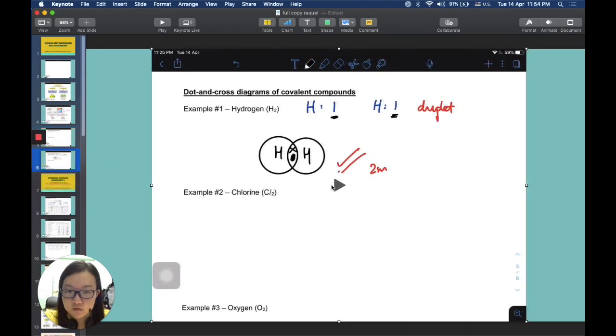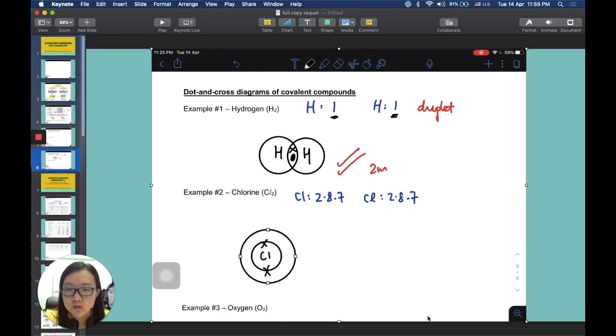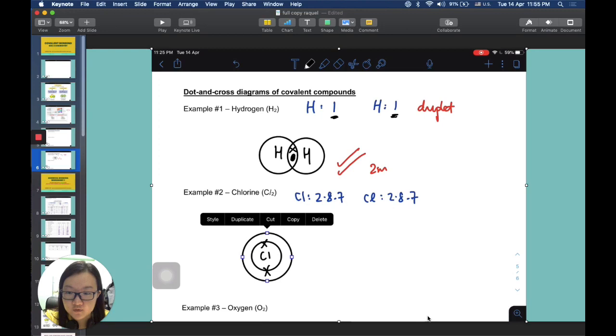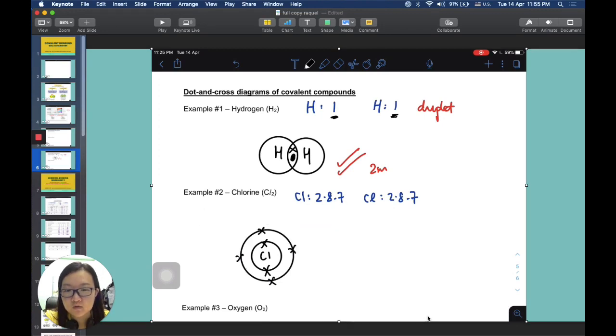So let's have a look at chlorine, Cl2. You know that each chlorine atom electronic configuration is 2.8.7. In this question, I just want to remind you again that if the question never says that you should only show valence electrons, you need to draw all electron shells. So for Cl, your first shell has 2 electrons. Second shell has 8. It is fully filled. So you should draw 1, 2, 3, 4, 5, 6, 7, 8 electrons.